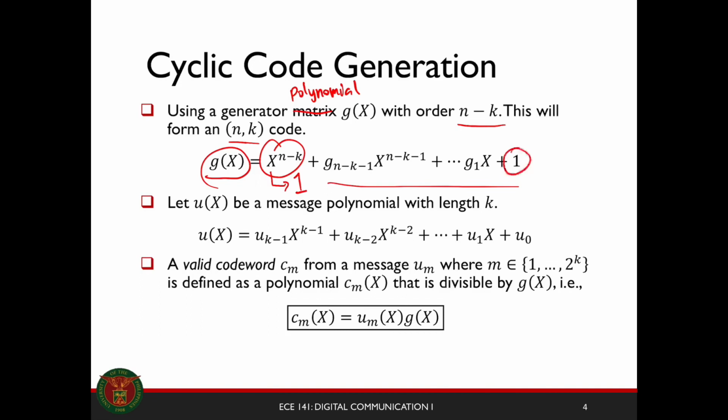Okay. So let u of x be a message polynomial with length k. A valid code word is one that is divisible by g of x. That would mean that if we take the modulo of c of x by g of x, it should be equivalent to 0. And the easiest way to generate a code word is simply by multiplying your message polynomial by the generator polynomial g of x.